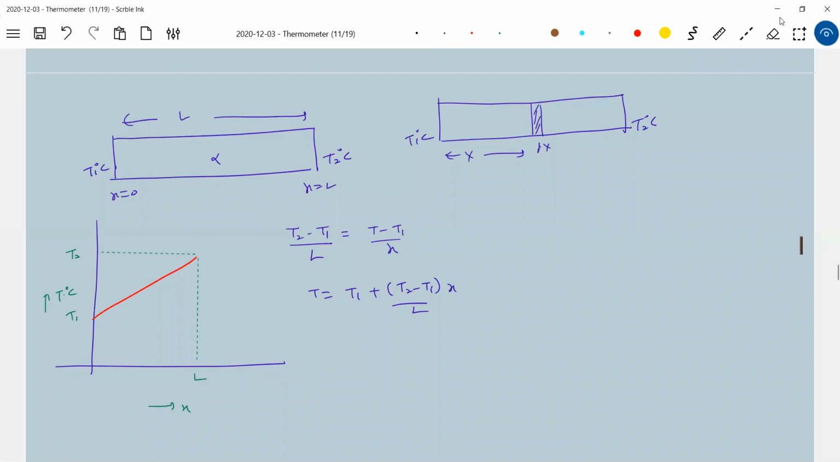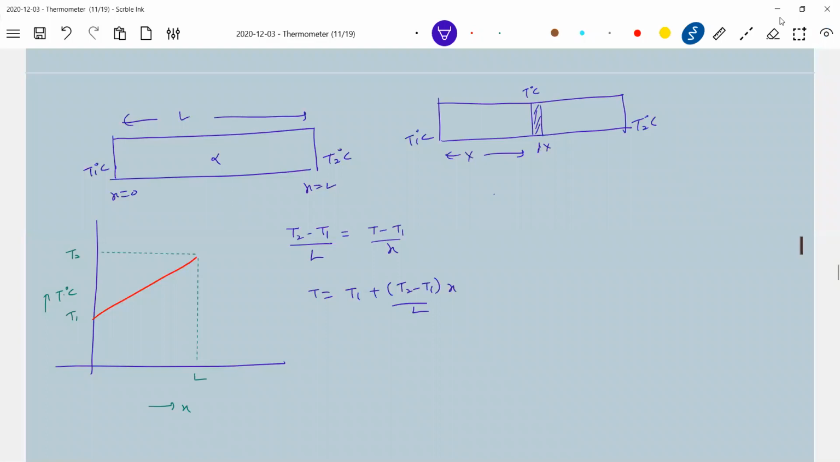From where I brought it? From here: (T2 minus T1) by L should be equal to (T minus T1) by x. Can I use this temperature per unit length formula? Or I'm asking, write the expression for temperature at a distance x. Mathematics, equation of a straight line. Okay, now we have this one. So let me write here.